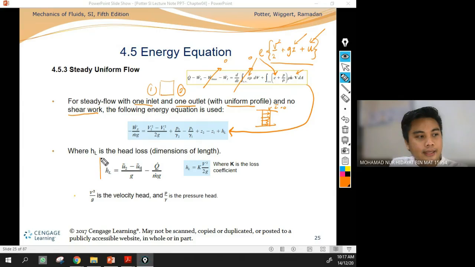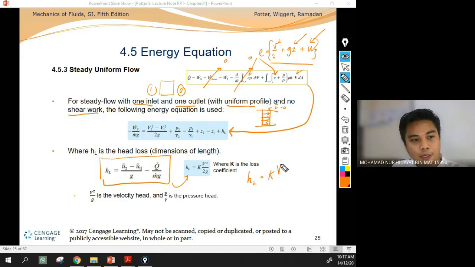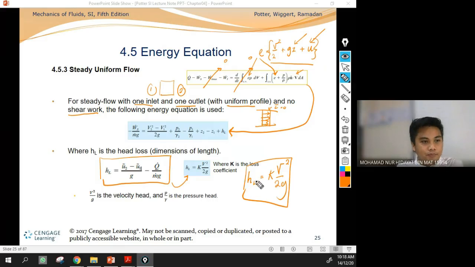So to further expand, head loss is equal to U2 minus U1 over g minus Q over mg, right? And this term is easy to define in this equation. So it is easy for you to see that H loss is actually equal to the coefficient of loss multiplied by the average velocity squared of the flow over 2g. You need to remember this term, head loss, right?